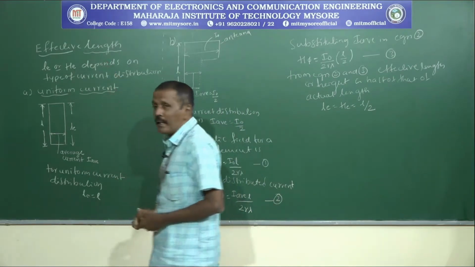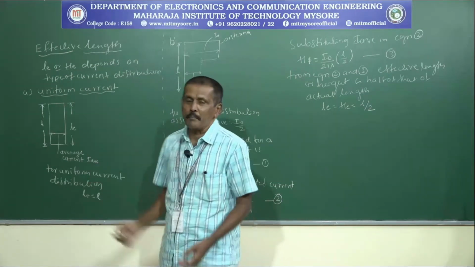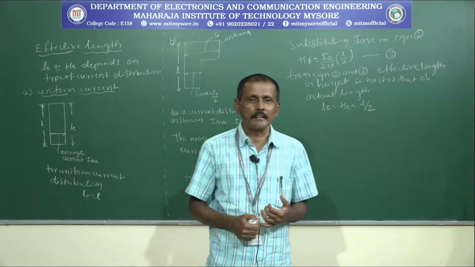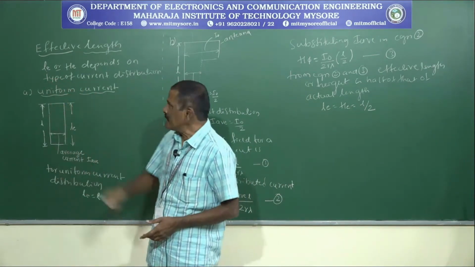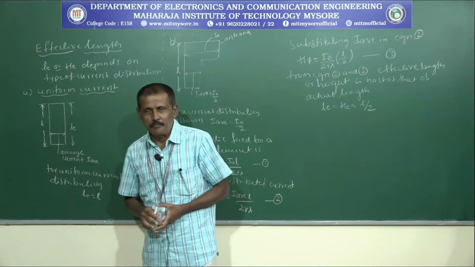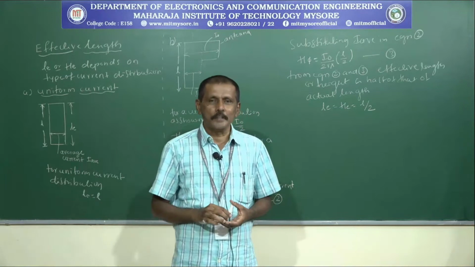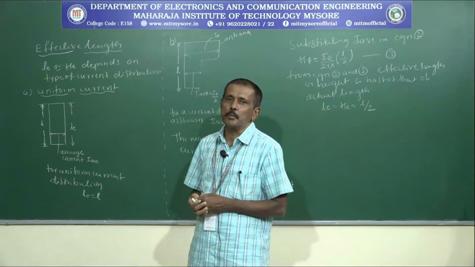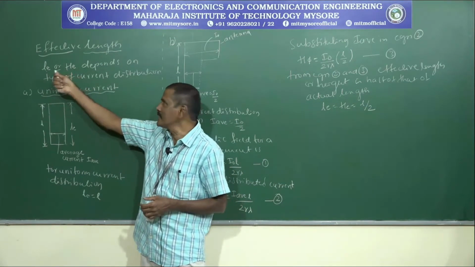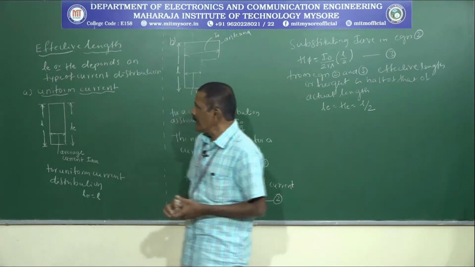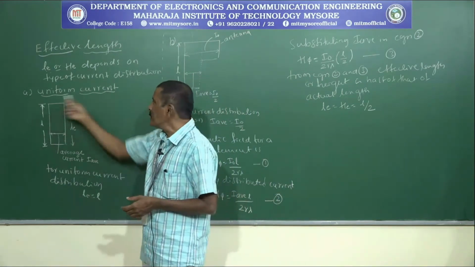This effective length is represented by LE or HE. Depending upon whether the antenna is a vertical antenna or a horizontal antenna, we call it effective length or effective height. It depends upon the type of the current distribution. How the current is distributed in the antenna, the LE or HE will change.